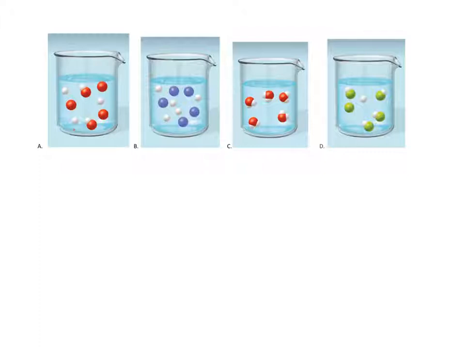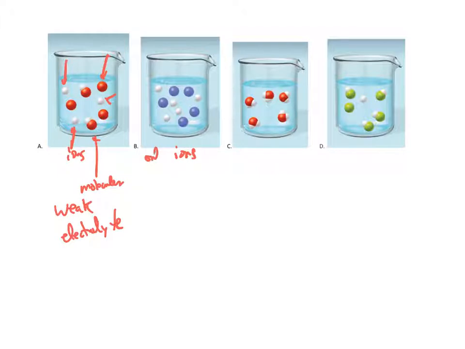So if we look at A, we've got some discrete spheres. Those are representing ions. We've got some that join together, they're representing molecules. And so we've got both, so this is going to be a weak electrolyte. That's what A is. Whereas in B, all we see are ions. They're only ions. There are no spheres that are joined together. And so this is going to be a strong electrolyte, and the compound that has made it has dissociated 100%.